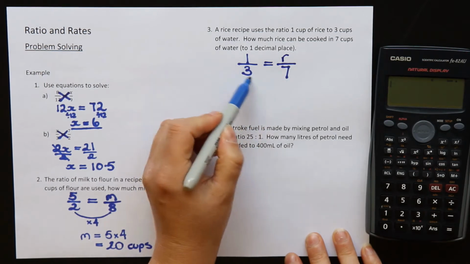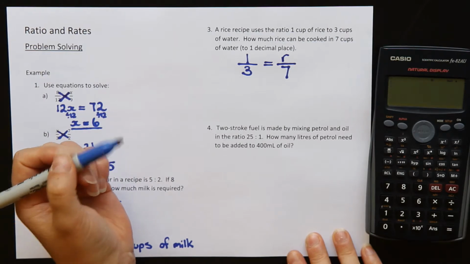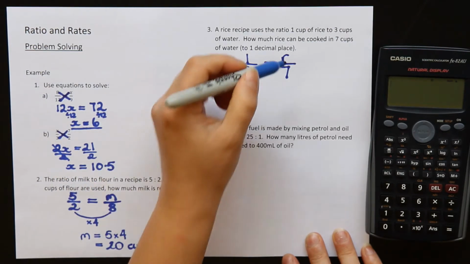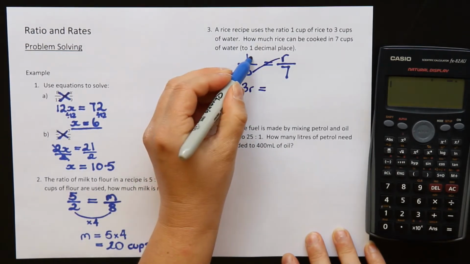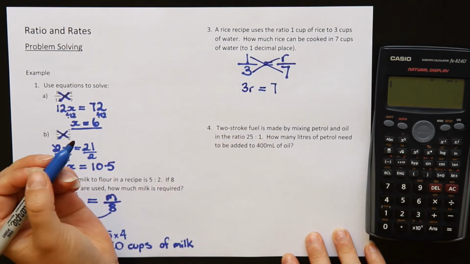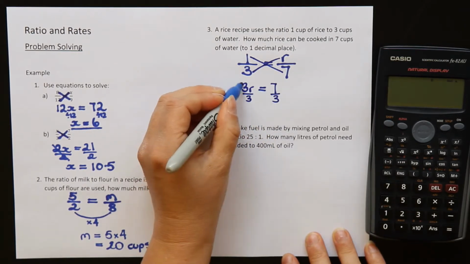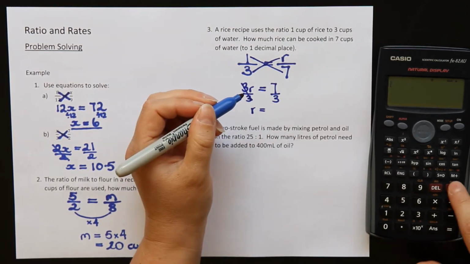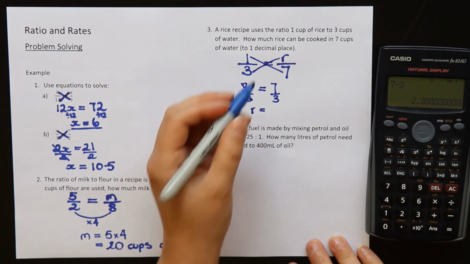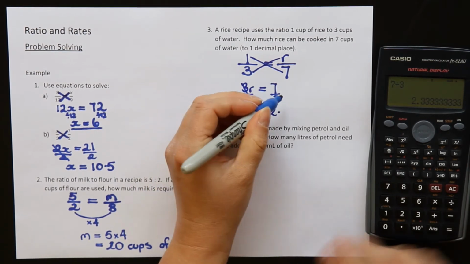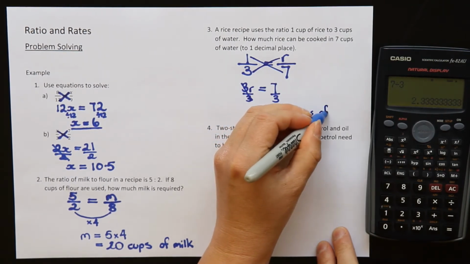Now, it's not a nice, easy thing to multiply here. 3 doesn't multiply by anything to give 7. Not a nice number anyway. So let's use our cross multiplying technique. So R times 3 is 3R is equal to 1 times 7 is 7. Okay, to get the R by itself, divide by 3. Gets rid of that. And 7 divided by 3, or 7 over 3, means the same thing. It says to 1 decimal place would be 2.3 cups of rice.